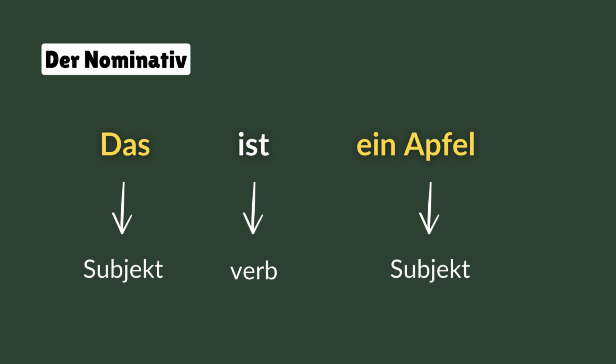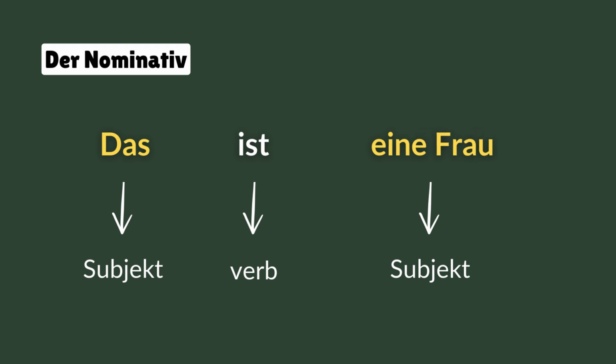Okay, let's look at some examples. Das ist ein Apfel. Here, das is the subject, ist is the verb, and ein Apfel is also the subject. But there are no two subjects here, it's only the one, because das is the representation of the apple over here. Okay, das ist ein Apfel. That is an apple. And the next sentence is das ist ein Kind. That is a child. Das and ein Kind is shown as subject and ist is the verb. It's the same as before.